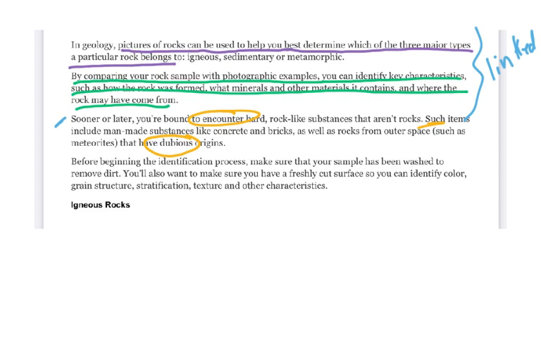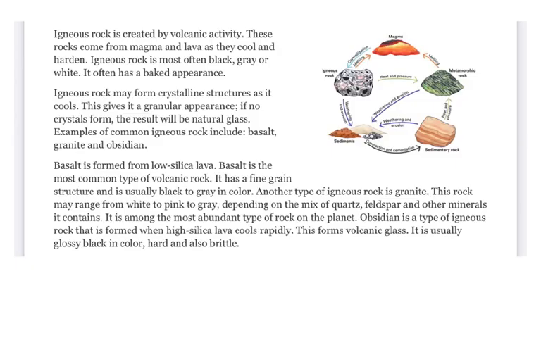Before beginning the identification process, make sure that your sample has been washed to remove dirt. You'll also want to make sure you have a freshly cut surface so you can identify color, grain structure, stratification, texture, and other characteristics. So I might circle this word stratification because I don't know what stratification is, but I need to know that in order to properly understand this article. So the next section is called igneous rock. The title is here, but it's actually going to continue here.